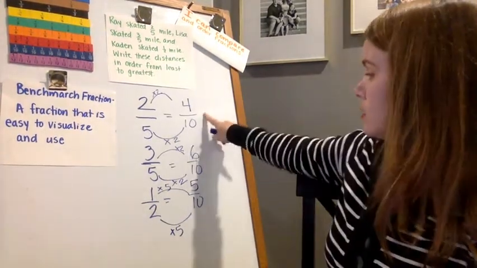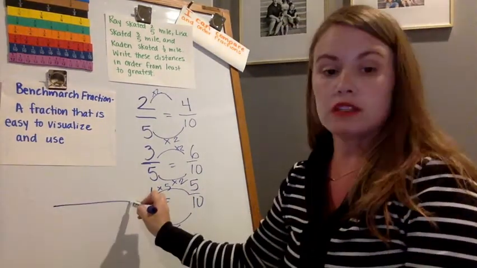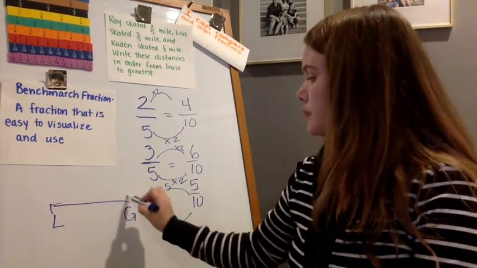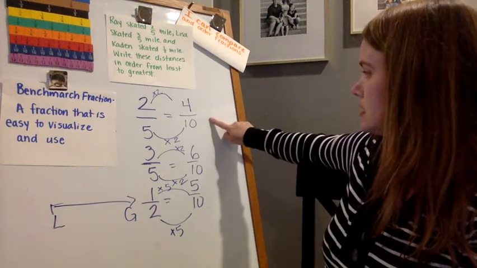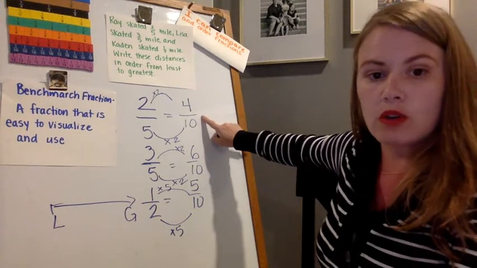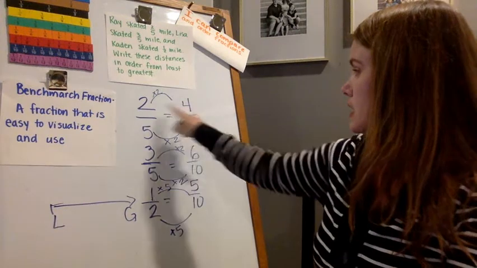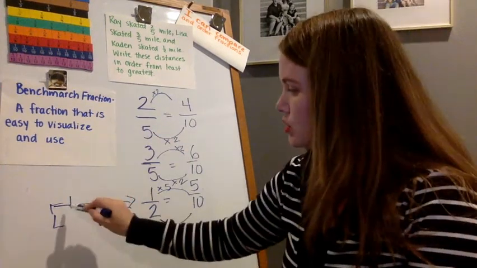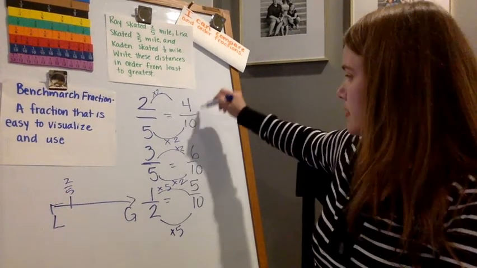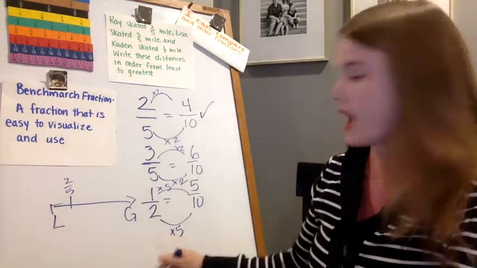So we have 4/10, 6/10, and 5/10. I can easily put these in order from least to greatest now by just looking at the numerator, because they all have the same denominator. So I know that 4/10 is the smallest. 4/10 is the same as 2/5, so I can put 2/5 here and check that one off. The next one would be 5/10, which is the same as 1/2.